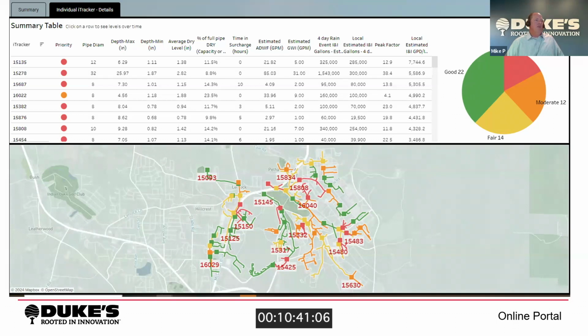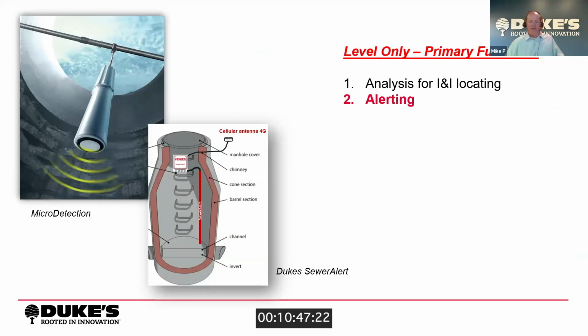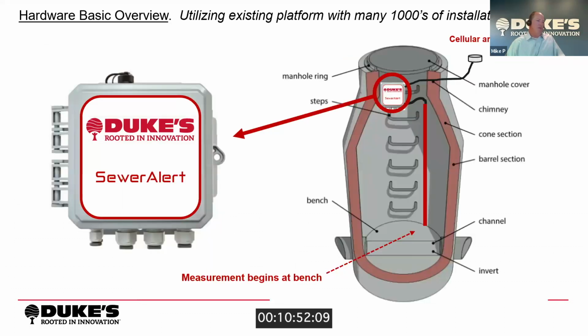We have an online portal to access all of this data electronically, so it's dynamic and you can click on the map and so forth. Kind of nearing the end here, we'll touch on alerting, just a simple alerting system. This is our Duke Sewer Alert service, just kind of an overview of what it looks like.